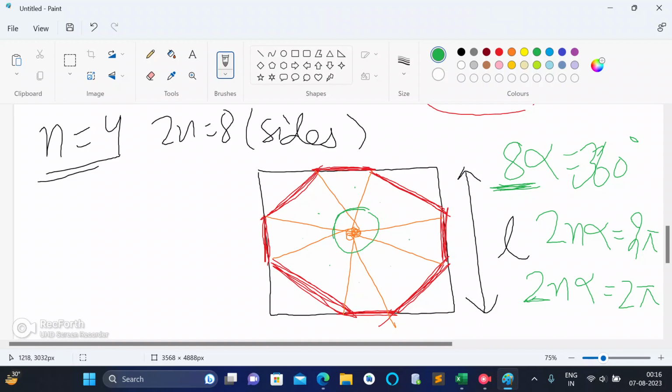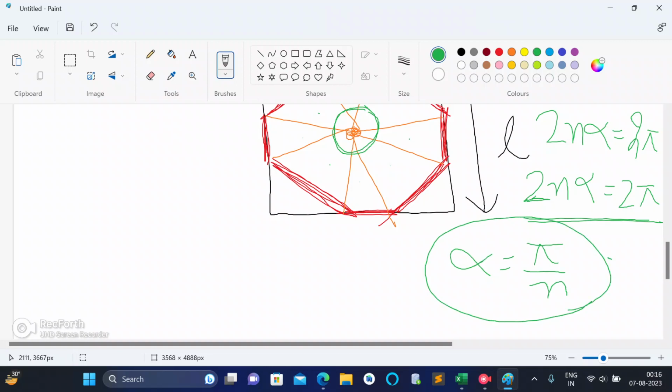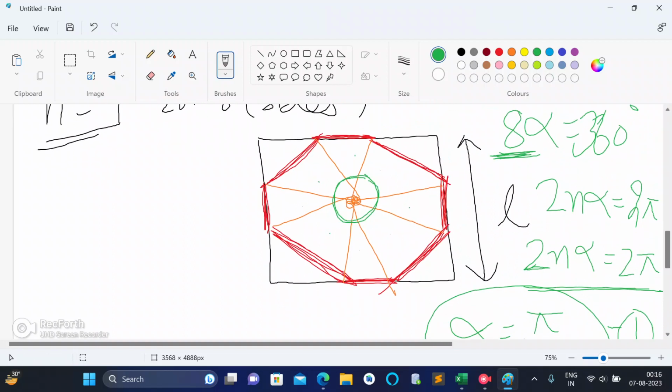I am again repeating. What I had done is I had said this whole angle is 360 degree and this whole angle is the summation of 8 alphas. And what is 8? 8 is actually 2n. So I write 2n alpha. And this 360 degree, we write it as 2 pi. So we can say that 2n alpha is equal to 2 pi. I can further write it as alpha is equal to pi by n. Let's see, this is my equation number 1.